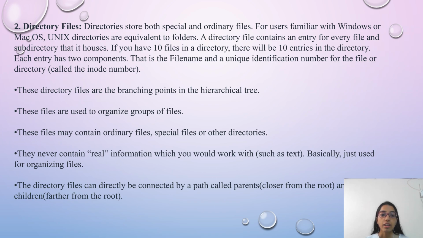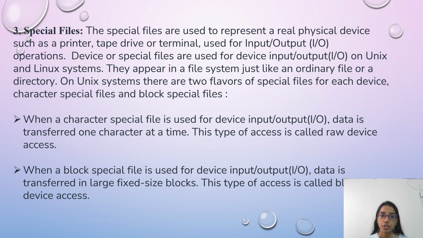They never contain real information which you would work with, such as text. Basically, they are just needed for organizing files. The directory files can directly be connected by a path called parents, closer to the root, and children, further from the root. Another type is special files.